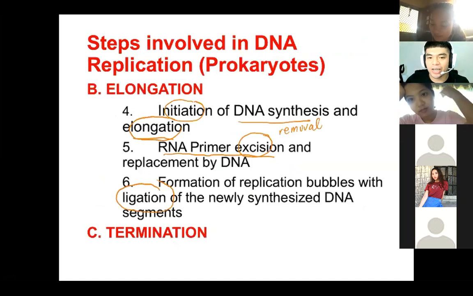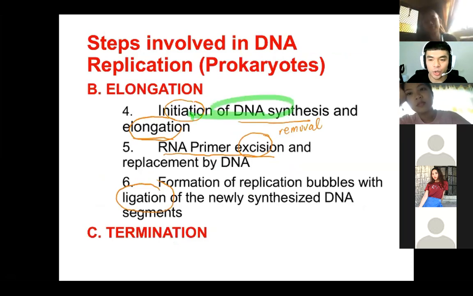So recall tayo ng elongation. Ang unang step sa elongation is initiation ng DNA synthesis. Anong napag-usapan natin dito? Kailangan ng primer na gagawin ng primase, at saka dudugtungan ng polymerase enzyme. Ngayon, bago matapos ang DNA replication, kailangan alisin ultimately ang RNA primer.